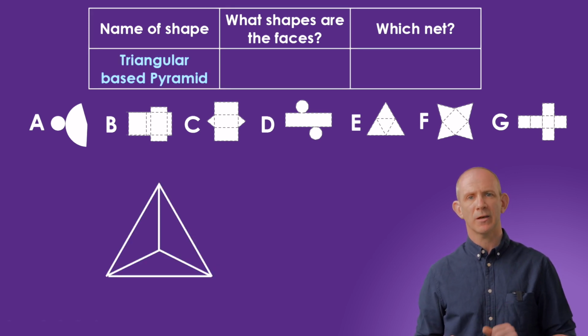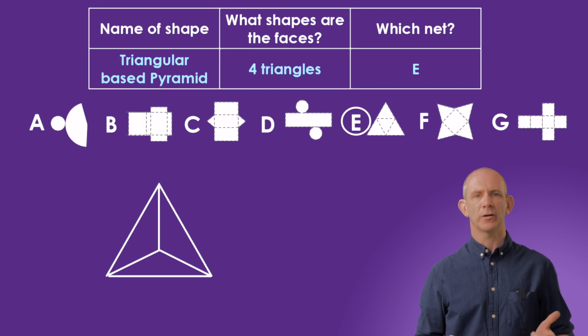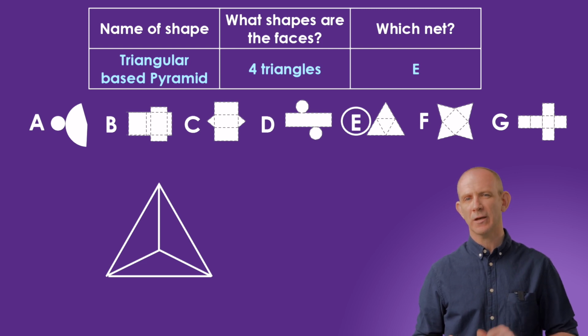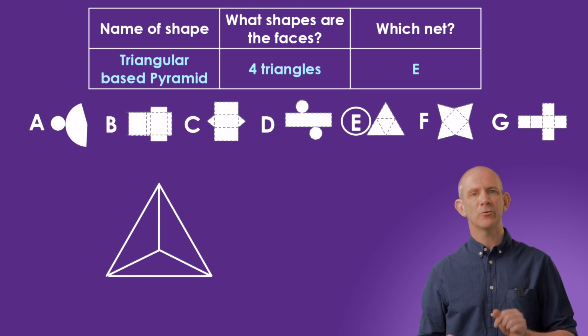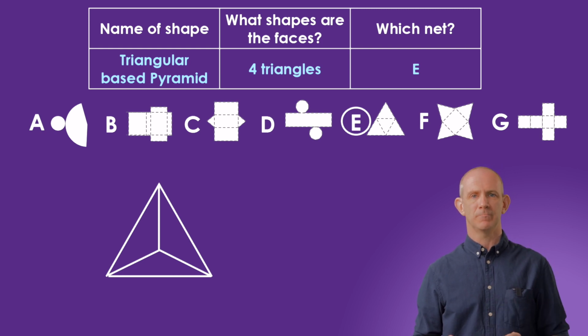Next, we have a triangular pyramid. As we know, this shape has 4 faces and they're all going to be triangles. We can recognise this is going to be net E. Now this net shows 4 equilateral triangles, and it could well be that this is accurate. However, they don't need to be equilateral to create the pyramid.